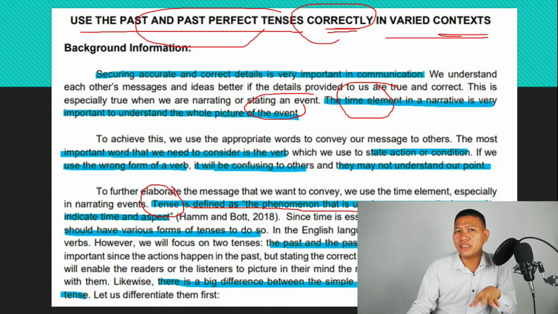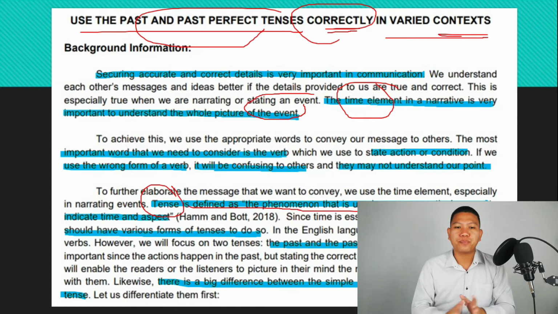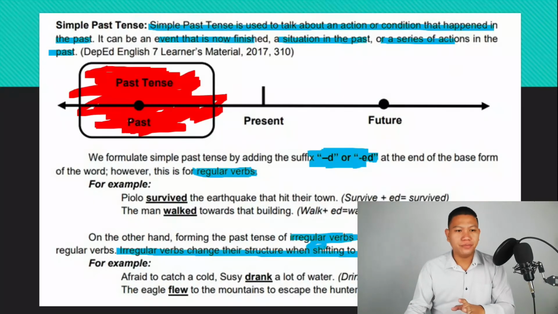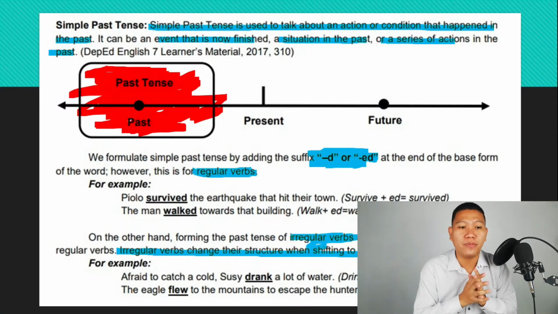It's very important that you know how to use these two correctly. Maybe you are not aware that maybe during conversing in English, you are already using them, but you are unaware about the rules, the correct rules on how to apply them. So this lesson will help you understand it better. So let's first deal with the simple past.